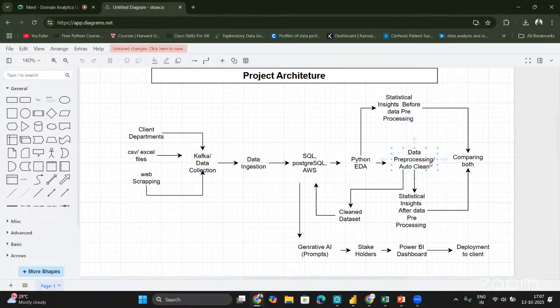After data preprocessing, we have to do the EDA report, meaning statistical report. Once again, here we are comparing both reports, before data cleaning and after data cleaning. In the statistical techniques, we are using four business moments. In the first business moment, we are finding the mean, median, and mode, and in the second business moment, we are finding standard deviation, variance, and range.